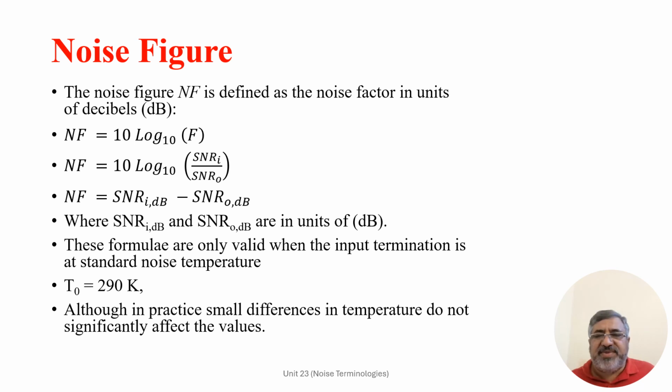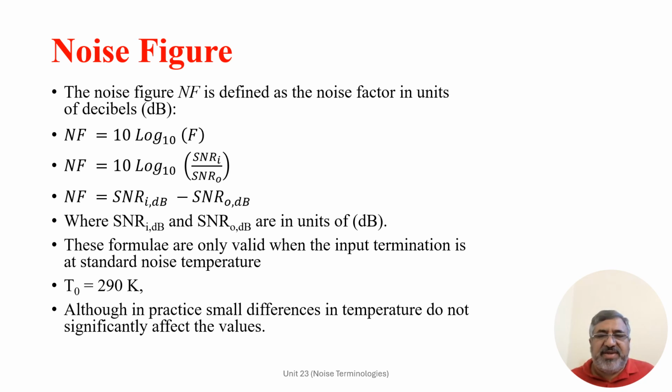For a cascade system, the overall noise figure is determined by adding the noise figures of the individual components in decibels. The noise figure can be converted to the noise factor by taking the anti-logarithm to the base 10 of the noise figure value, which we will discuss in the next slide. We strive to minimize the noise figure by selecting lower noise components, applying noise reduction techniques, and optimizing system design to achieve better SNR and improve system performance.